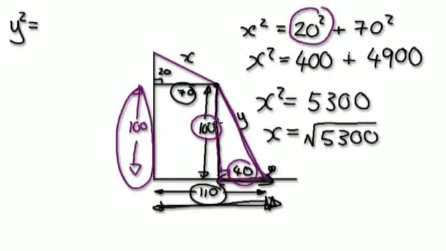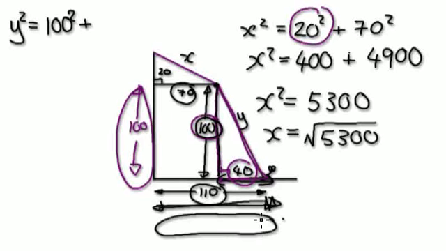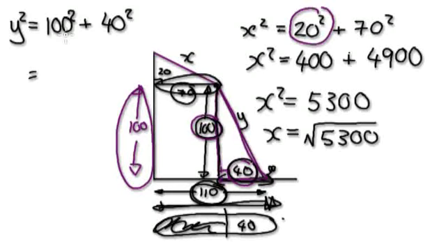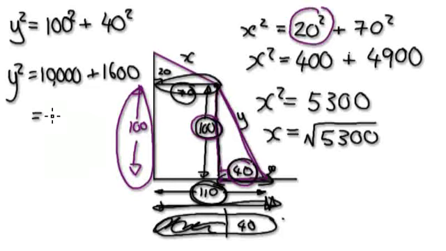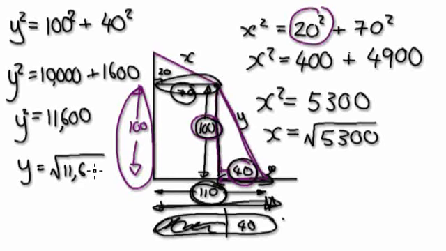So y squared equals 100 squared plus, remember, from here to here is 110, and then from here to here is 70. So if you get 110, take away 70, what's left will be 40. This length here is 40. So it equals 40 squared. Now 100 squared would be 10,000, plus 4 times 4, 16 with 2 zeros. Now add the two together, so it will be 11,600. Now square root both sides. It will be root 11,600. And now all you have to do is get y.